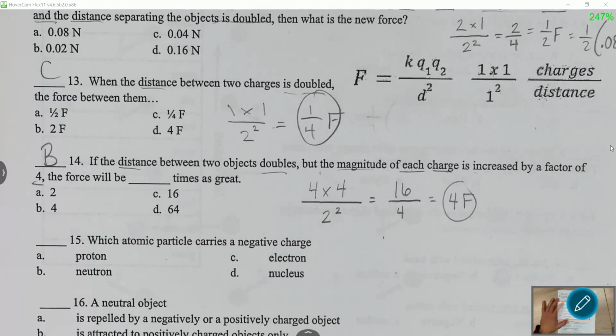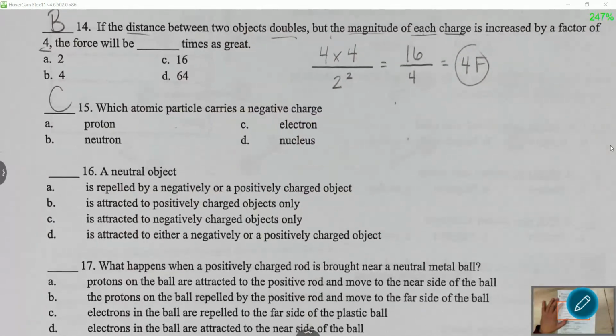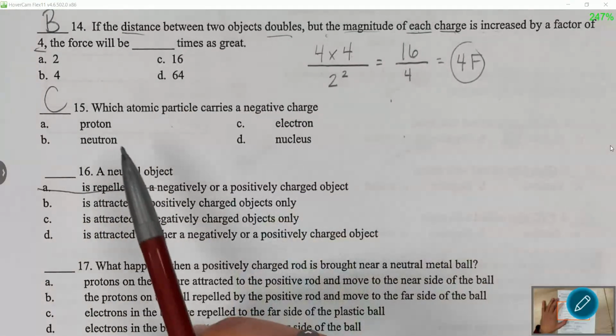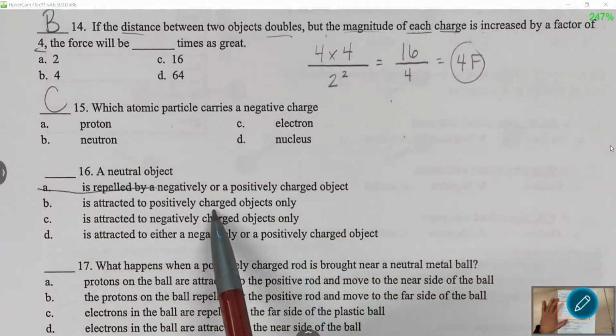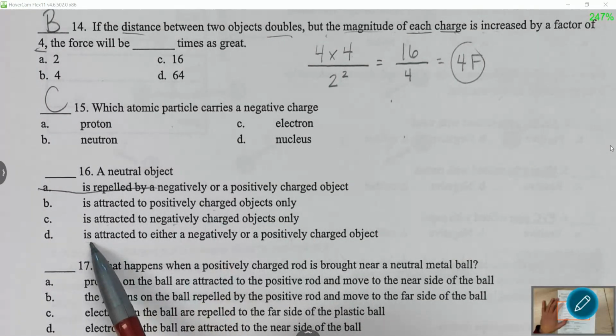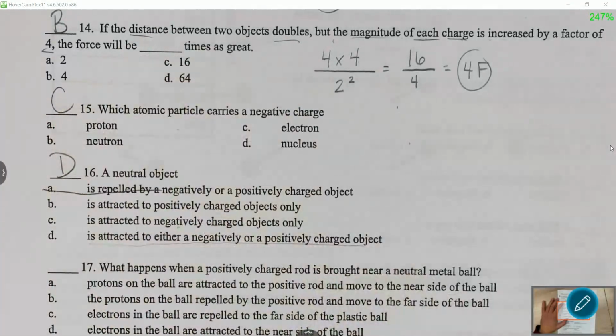Now, which subatomic particle carries a negative charge? This one should be super easy. Electron. Yes, the electron. Okay, a neutral object. Can a neutral object ever be repelled? Absolutely not. So A is definitely not an option. Is a neutral object attracted to a positive charge? Yeah. But it's also attracted to negative charge, not just one or the other. So it can be attracted to either a positive or negative charged object. So we have the letter D.